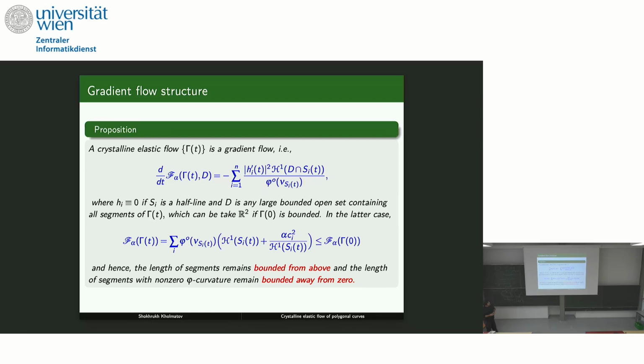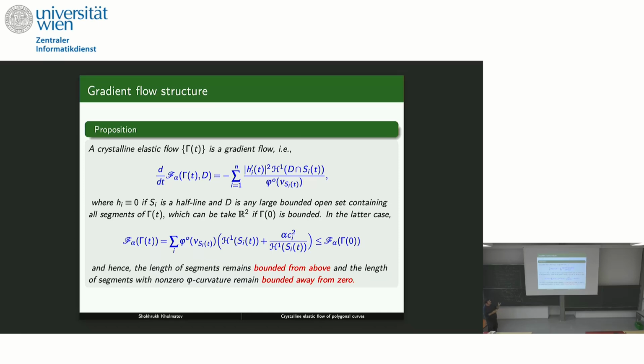And also, during the evolution, if my transition coefficient is non-zero, in other words, segments with non-zero curvature always remain bounded away from zero. So the length of non-zero curvature segments always stays non-zero and finite. But with zero curvature, we don't know because they are not included in the energy. They are included somehow, but they are not counted.